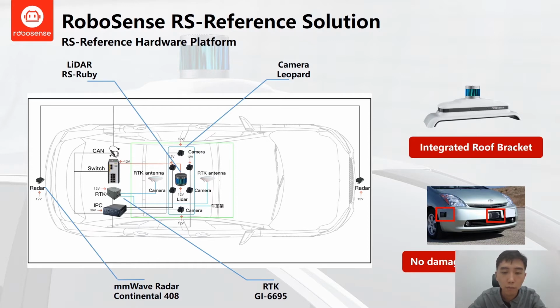Most of the sensors are integrated on the roof bracket. The advantage of this design is, first, it's very easy to mount the whole system. Second, we don't need to dig any holes in the vehicle body, so there is no damage to the car.